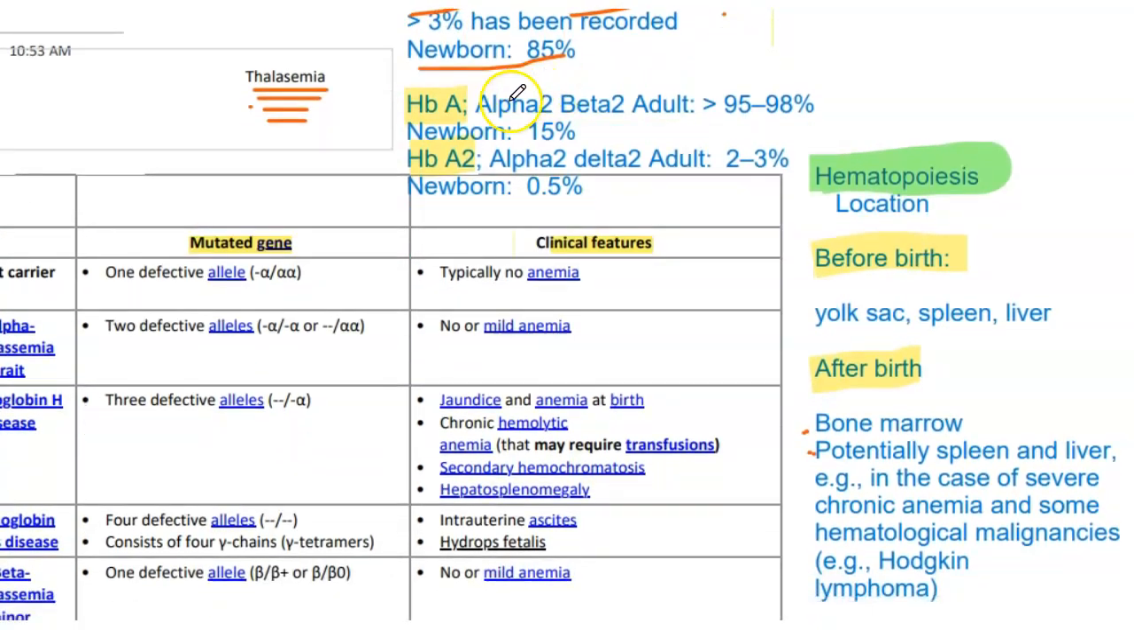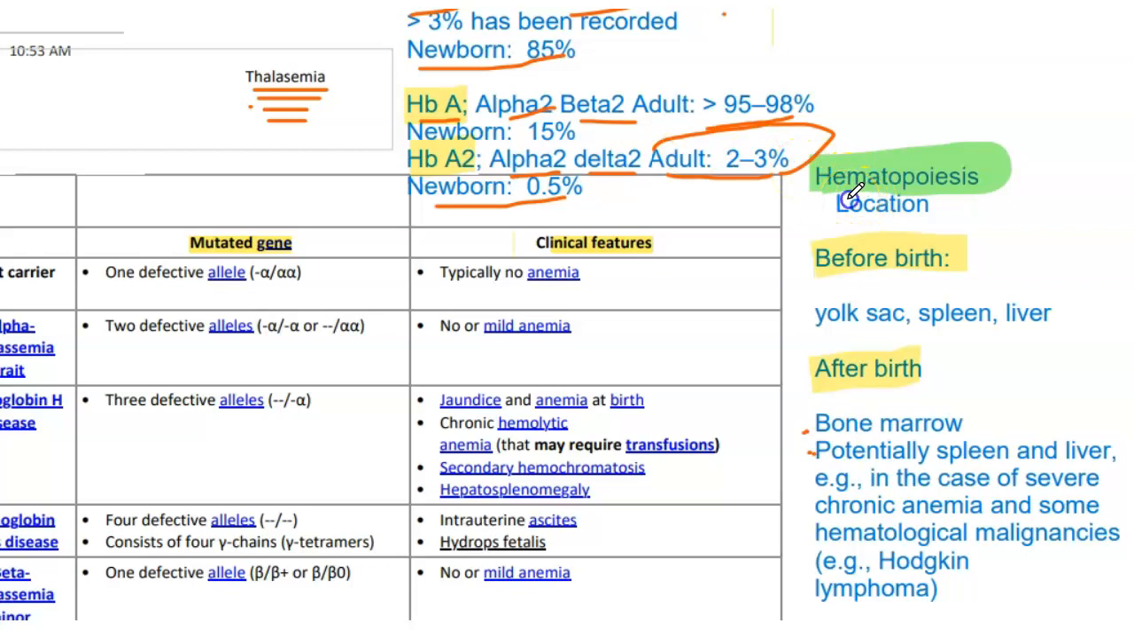Another type is HbA, which is adult type of hemoglobin, which is composed of alpha 2 and beta 2, and it is present in about greater than 95 to 98% of adults, while in newborn it is present in up to 15% of cases. HbA2 is composed of alpha 2 and delta 2. In adult it is present up to 2 to 3%, while in newborn it is present up to 0.5%.